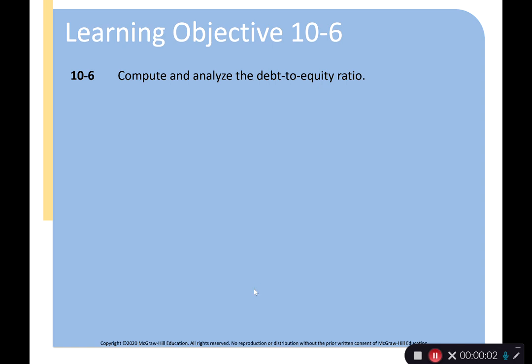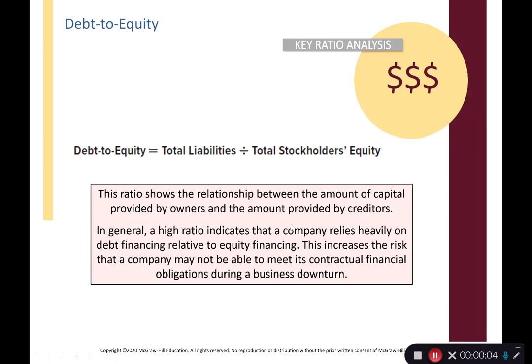All right, let's wrap up this chapter, shall we? Let's talk about the debt to equity ratio. Remember, the two ways a business gets their assets is either with debt or equity. A equals L plus E. So we're getting our assets through either debt or equity. So the debt to equity ratio is debt over equity.